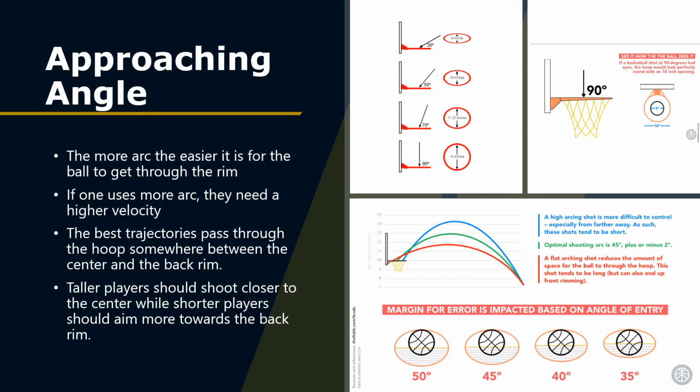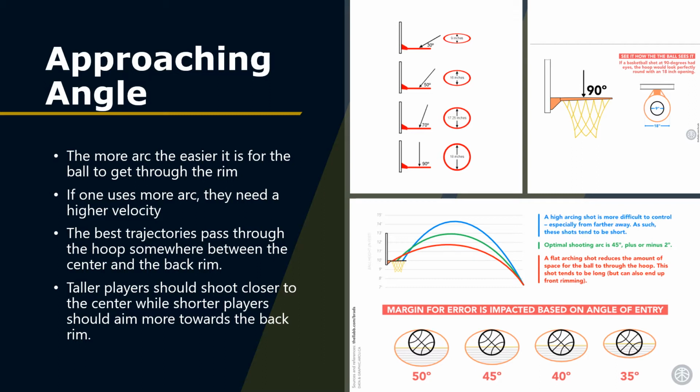So you would have to significantly increase your initial velocity to have a shot that would approach the rim at 90 degrees. So this is kind of impossible. So more realistically, you should try to shoot with an arc of 52 degrees, anywhere between really 45 and 52.